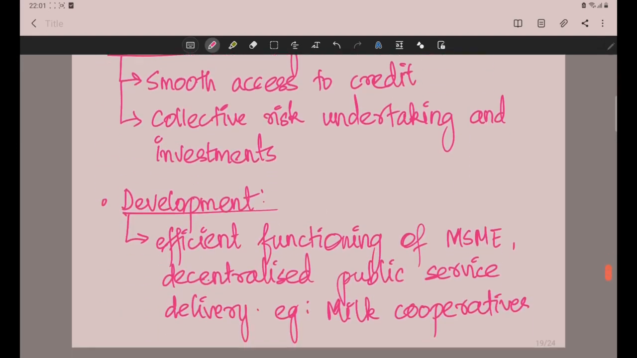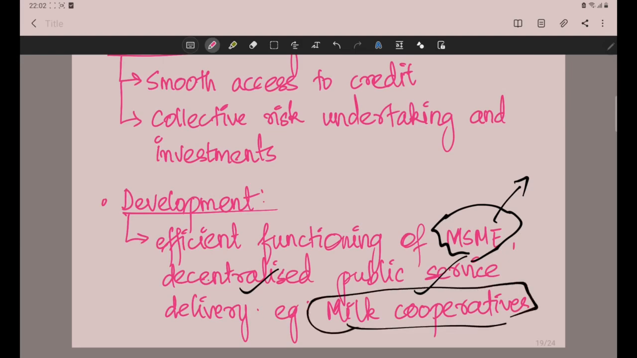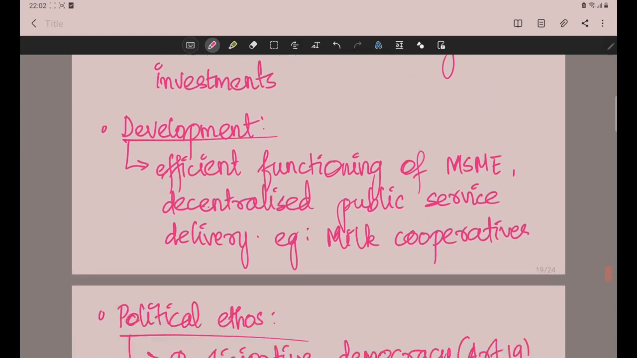Then development, it is the tool of development. So this cooperative sector is actually aiding the development of the MSME sector, which is the future driver of growth for a country like India. Then it is enforcing decentralized public service delivery. See, you can see the success of milk cooperatives in India like Milma, Aavin, etc. So these are like the plus points of the cooperative sector only.